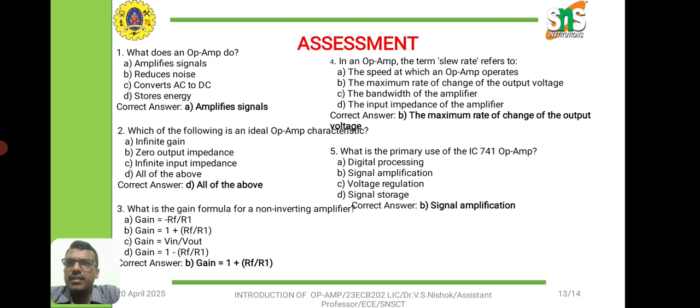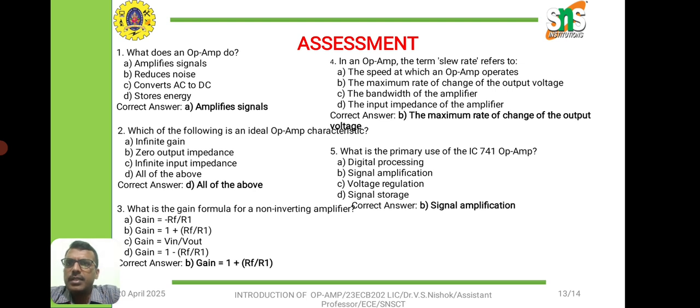And finally, we are here for the assessment based on the topics. What does an op-amp do? It amplifies the signal with high gain. Which of the following is an ideal op-amp characteristic? The given everything is the right answer. What is the gain formula for the non-inverting amplifier? The gain formula will be 1 plus Rf by R1.